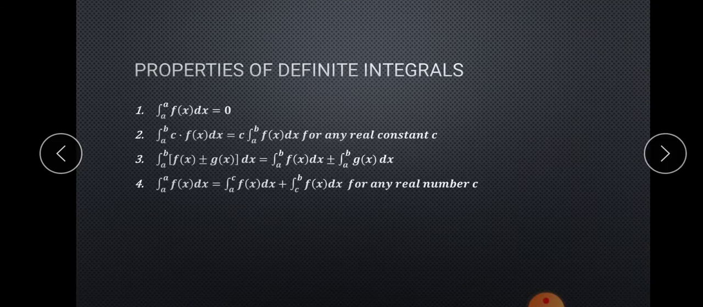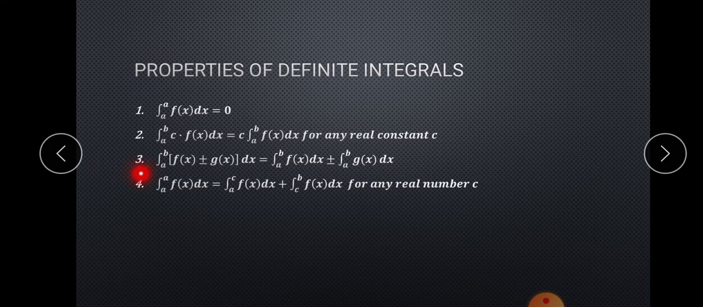Properties of definite integrals. Number 1. The definite integral from a to a of f of x dx equals 0. Number 2. The definite integral from a to b of c times f of x dx equals c times the definite integral from a to b of f of x dx, for any real constant c.